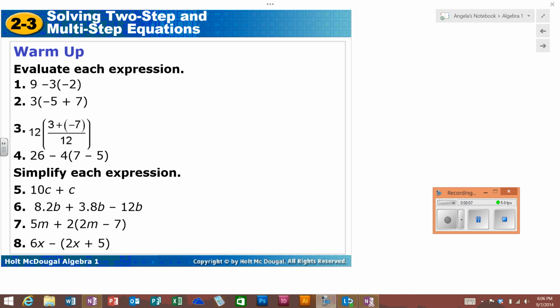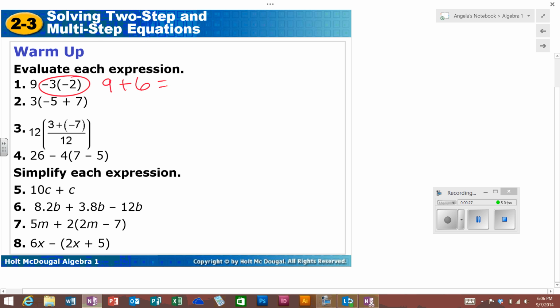Okay, this is Algebra 1, Lesson 2.3. So again, go ahead and do your warm-up if you guys have not, and we will go through it right now. So we need to follow our PEMDAS, our order of operations. So first we need to do -3 times -2, which makes that a +6. Then we have 9 plus 6, which is just 15.